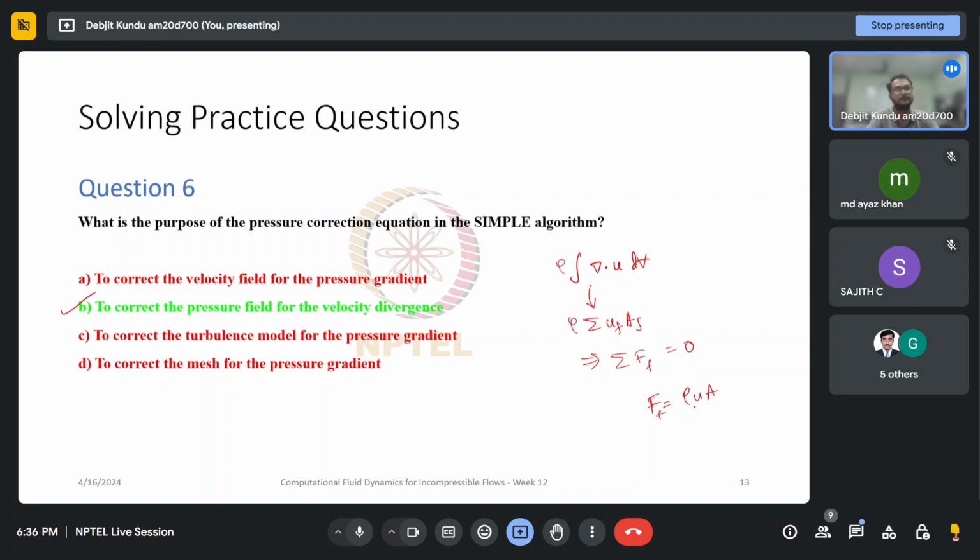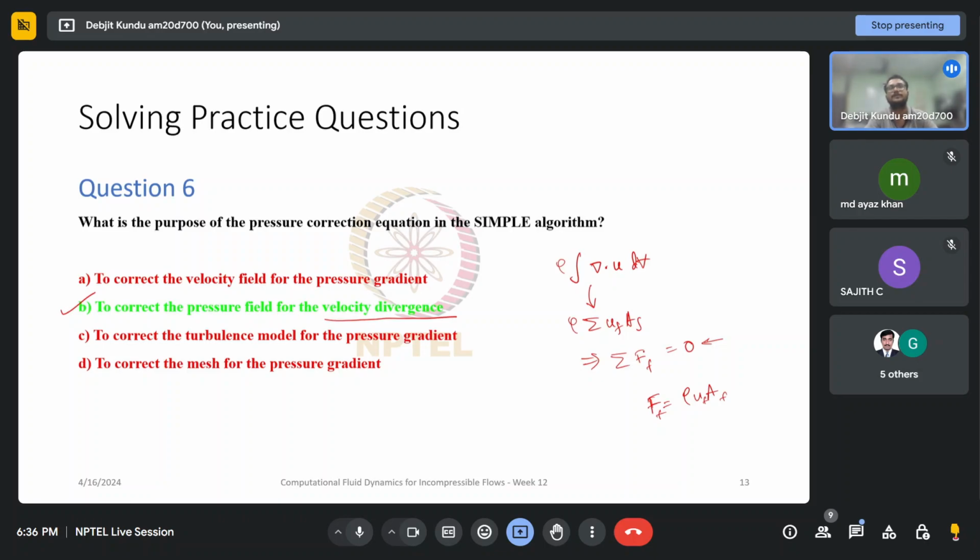So F_f is rho u_f A_f basically. So for four faces there will be four different F's. These are basically fluxes, the mass fluxes, and the summation of the mass flux is equal to 0. This is what the continuity equation also says. So the convergence of this velocity divergence term to 0 is what we check.